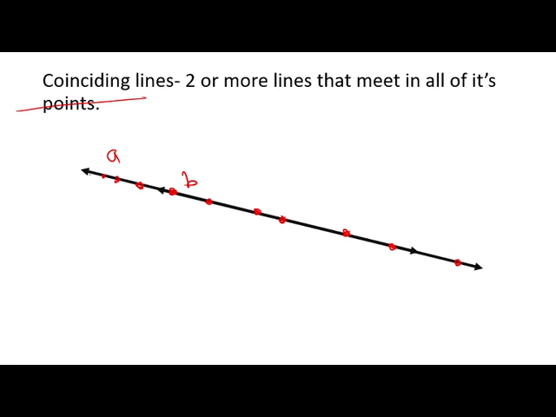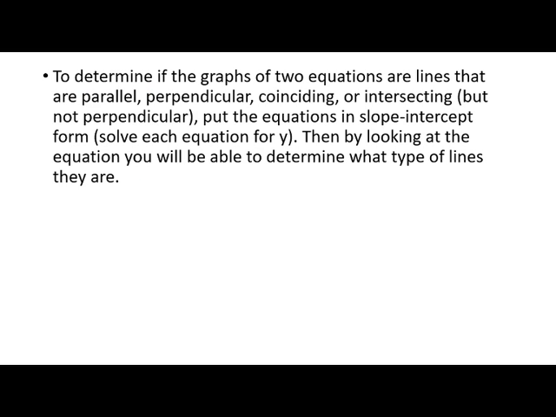And that's what we call coinciding lines. So, we need to integrate those four relationships of lines in our rectangular coordinate system. Okay. So, to determine if the graphs of two equations are lines that are parallel, perpendicular, coinciding, or intersecting but not perpendicular, put the equations in the slope-intercept form. Yan. And solve each equation for y. Then by looking at the equation, you will be able to determine what type of lines they are.